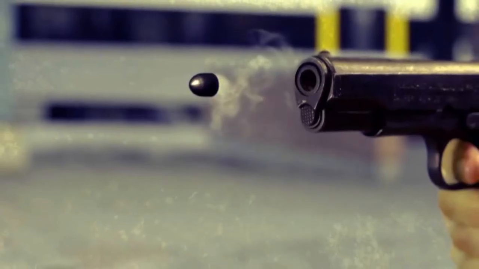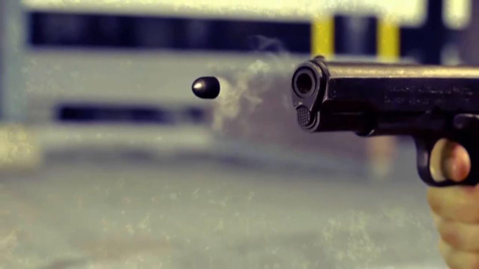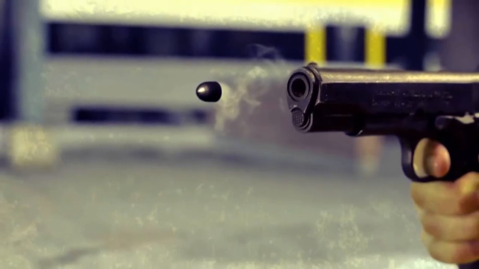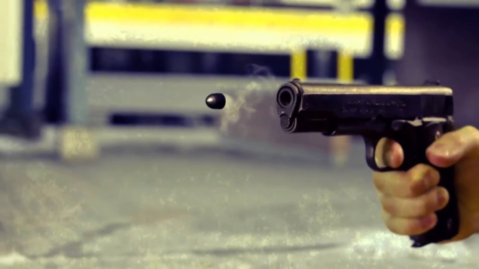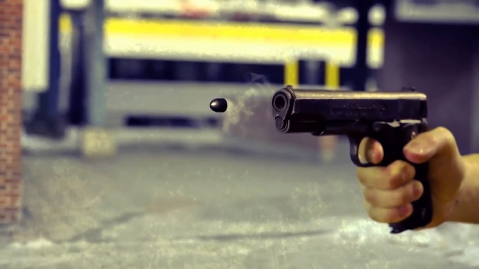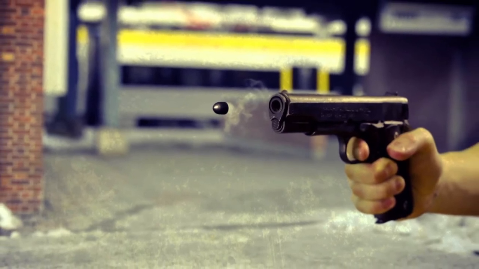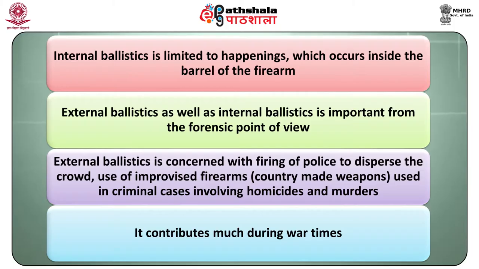External ballistic is the study of the motion of the projectile in the air after coming out from the muzzle end of the weapon. External ballistic starts as soon as internal ballistic comes to an end. Internal ballistic is limited to happenings which occur inside the barrel of the firearm. External ballistics as well as internal ballistic is important from the forensic point of view.